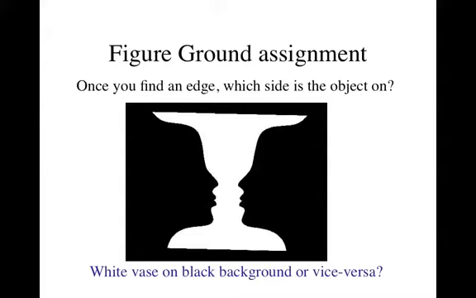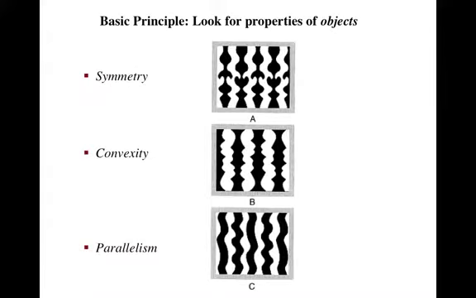So how do we go about solving these? In most cases, how do we actually do this kind of figuring out segmentation? So we talked about a couple of cues: symmetry, convexity, parallelism. Let's just talk about the symmetry one. So there's a tendency here to see the black as figure on a white background and not white as figure on a black background, although it's possible to see that.